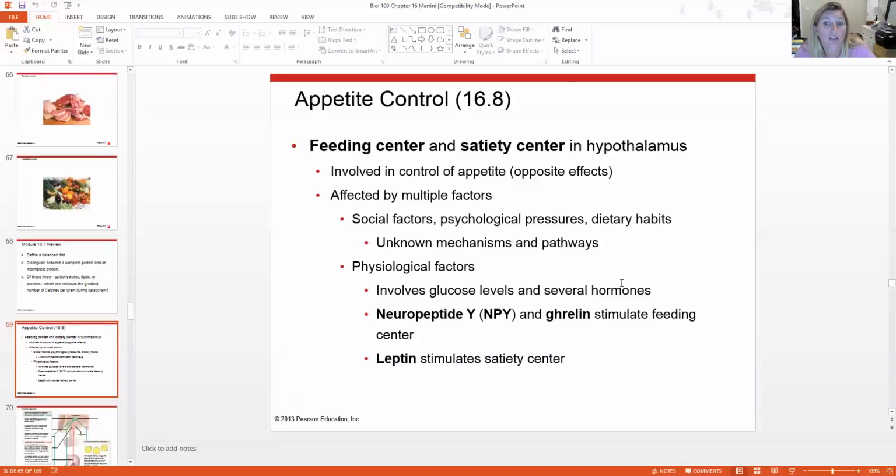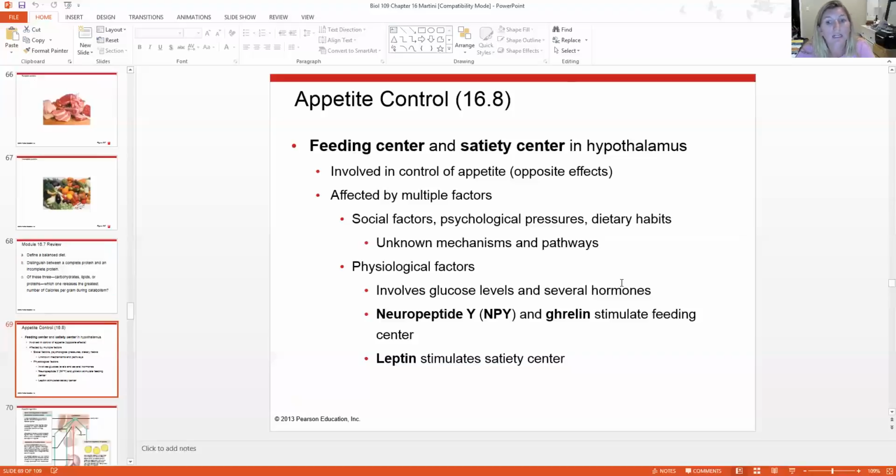There's also psychological pressures that you feel, like when you're at the football tailgate and everybody's eating the buffalo chicken dip and you're trying to be good, but you really want some. So there's other pressures like that, as well as just various habits, like getting in the habit of eating breakfast every day type of a thing.